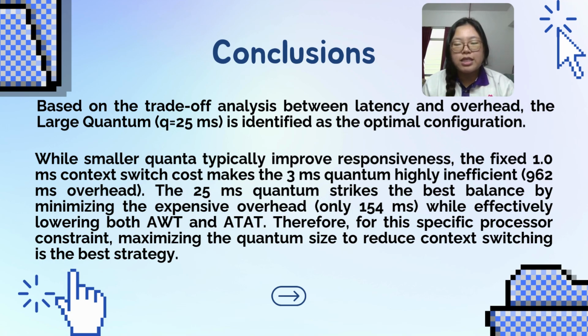It minimizes that expensive overhead to just 154 milliseconds, while effectively lowering both the average waiting time and average turnaround time. Therefore, we recommend that for any environment with high context switching penalties, the best strategy is to maximize the quantum size to reduce frequent switching and optimize overall performance.